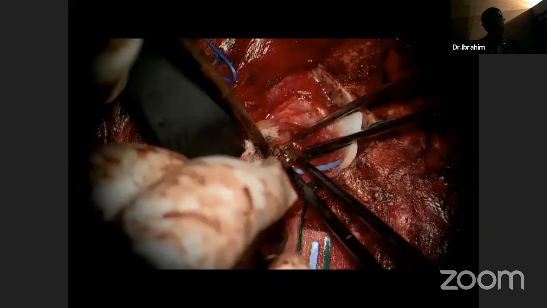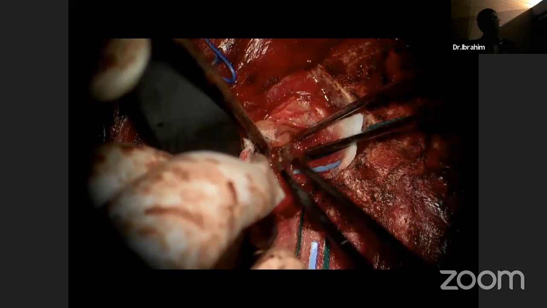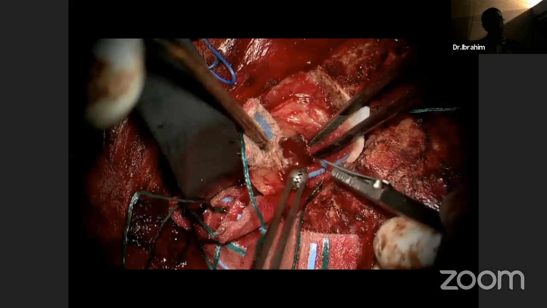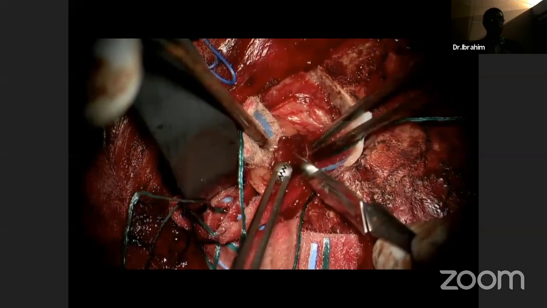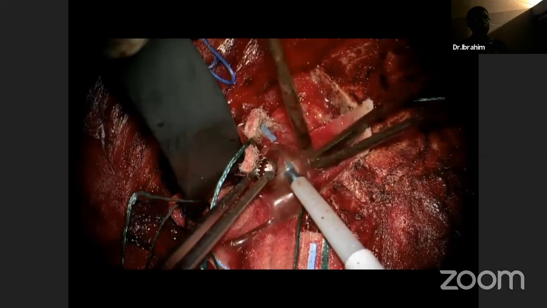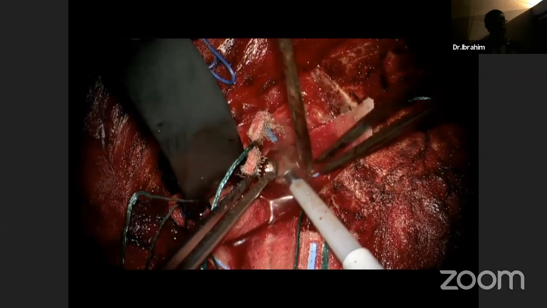Now, this is the lesion. I'm opening it just to make sure that I am in it. I try to debulk it so that I can extract it without putting much pressure on the surrounding tissues. I'm sure now it is cavernoma. I use the ultrasonic aspirator to debulk it from inside, and then I go around it.